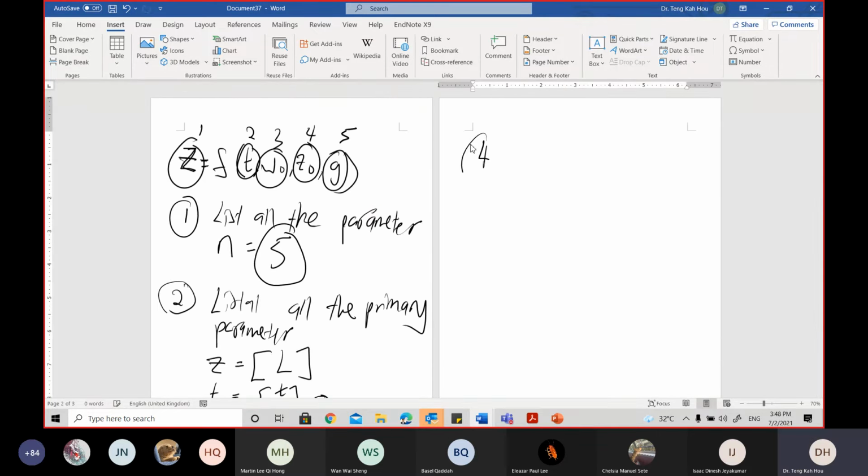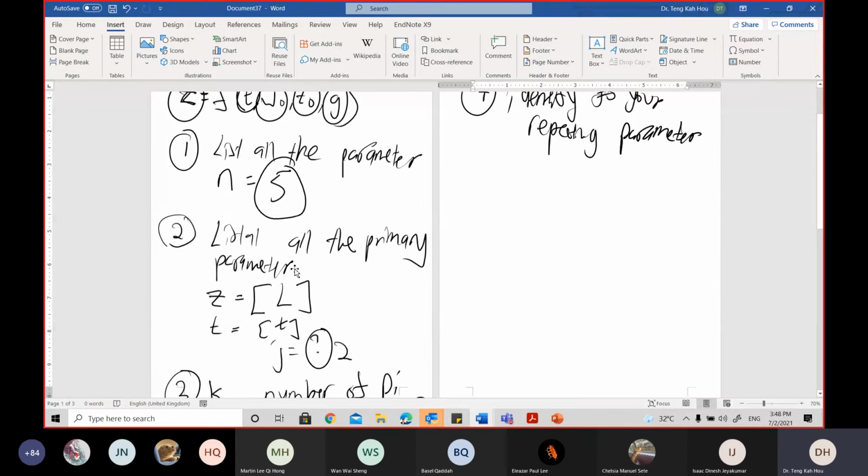Therefore, identify your repeating parameters. How to identify this is based on how many j you have. I know that I got 2j, so I'm going to identify 2 repeating parameters.